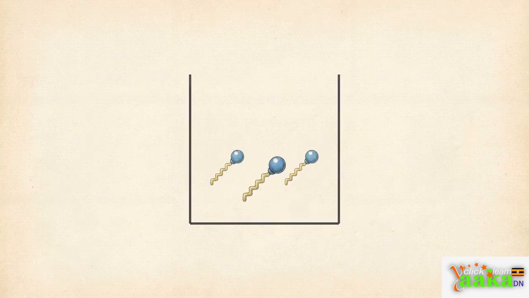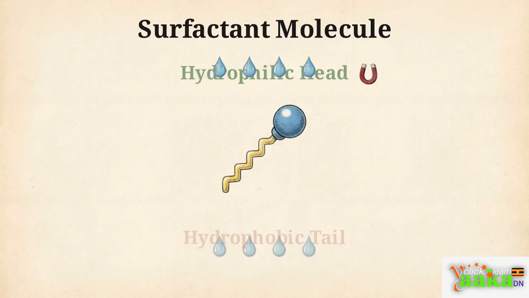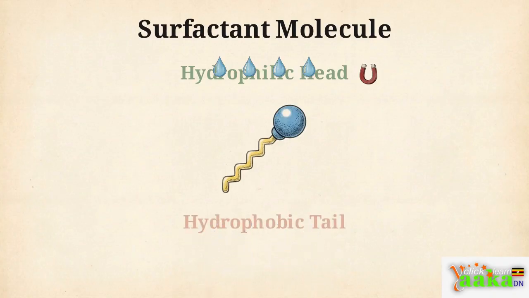This creates a surfactant molecule with a split architecture. The hydrophilic head carries an electrical charge, bonding with water. The hydrophobic tail repels water, binding instead to nonpolar oil and grease.